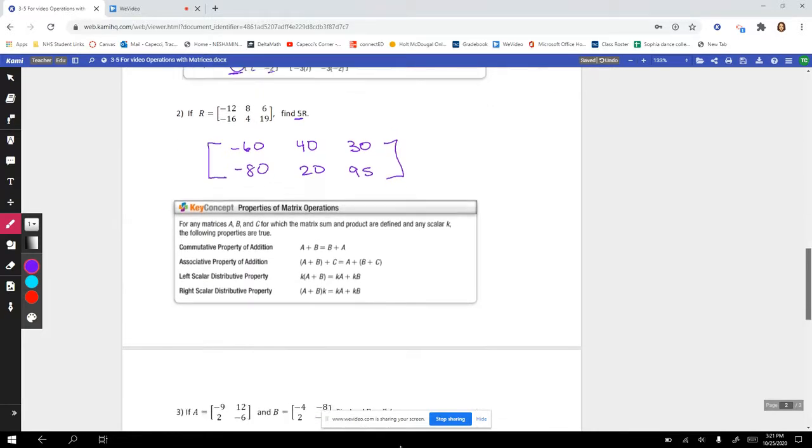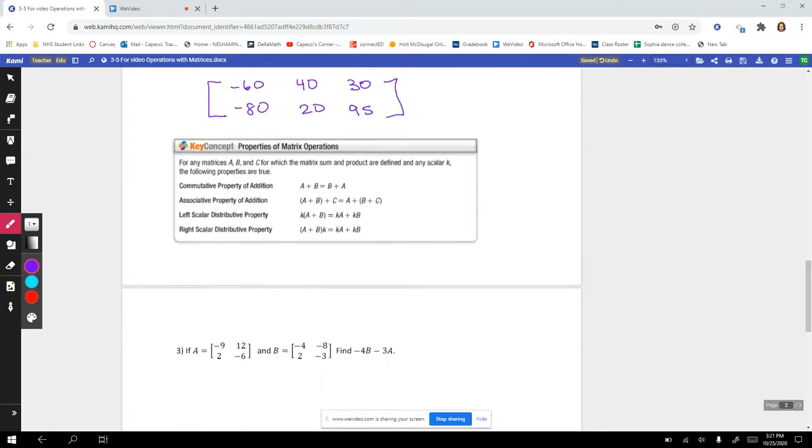Okay, when we're looking at properties, you've done a lot of properties over the years. We've talked about commutative, associative. It's the same sort of idea. If I'm adding matrices, does it matter which one I put first? The answer to that is no.